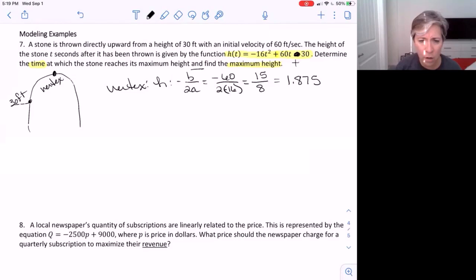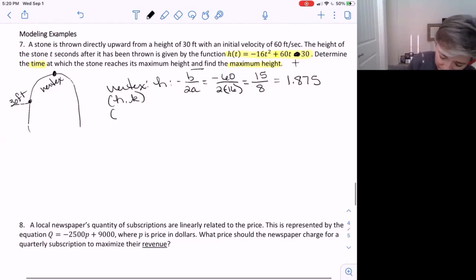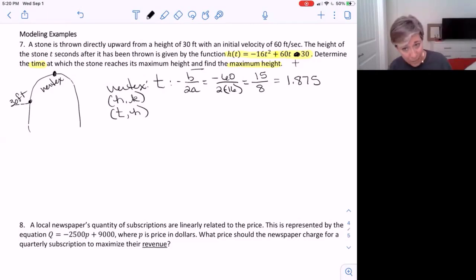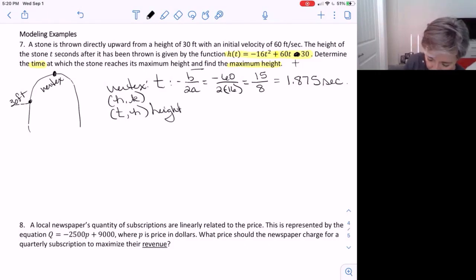1.875. Let's see, H is our, oh wait, okay, I don't want to confuse you guys. This is the H part of the vertex, the (h, k). So when we're dealing with the height and the time, that would be our T, and they're using H for the height here. So just to clarify, we're looking for the input value of time. So this would be, I believe, in seconds. And then we're going to find the K, or the height, which is the H of 1.875 seconds.